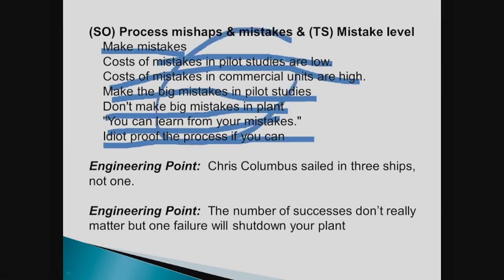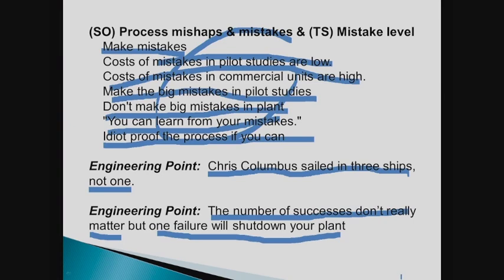Some comments about mistakes. Christopher Columbus sailed in 3 ships, not 1. And it's quite obvious that he figured that with 3 ships, even if at least 2 of them sank, he'd still make it. I don't know what he would do if all 3 of them sank. The number of successes doesn't really matter that much. One failure will shut you down. So you really, really want to idiot-proof your process.